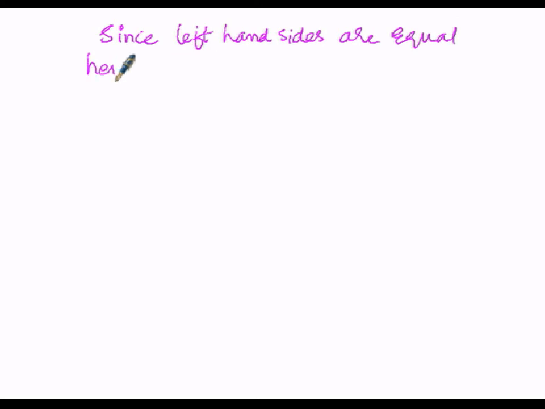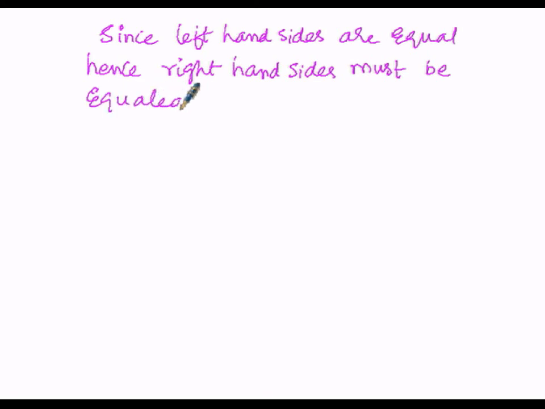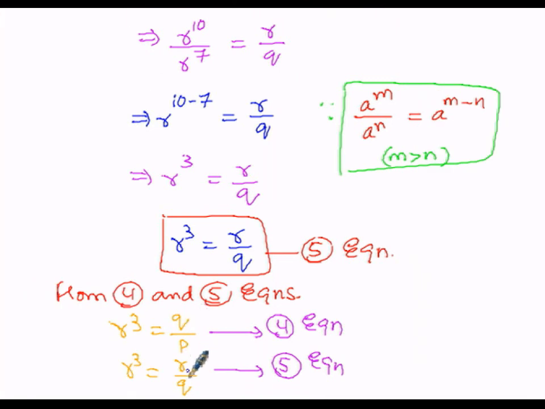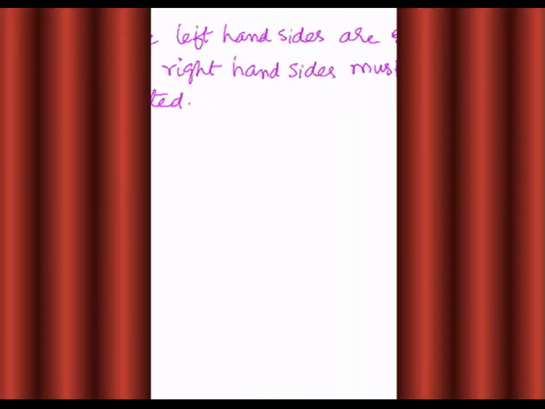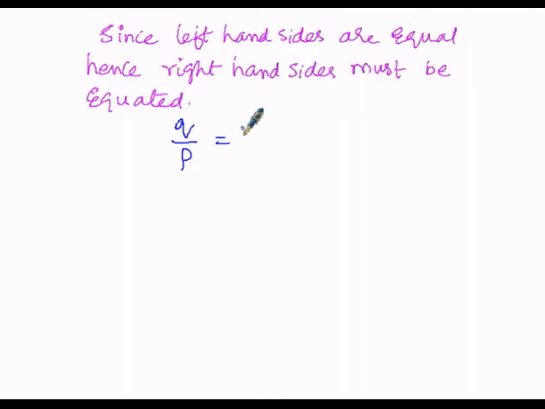Since left hand sides are equal, hence right hand sides must be equated. So in order to equate the right hand sides, we have to write Q by P equals R by Q. So Q by P equals R by Q.